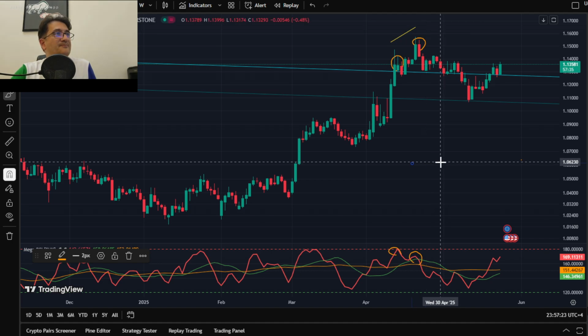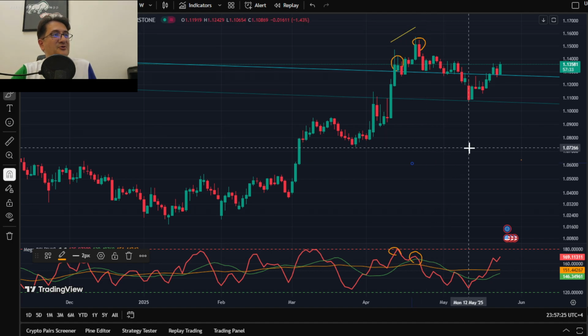Okay, I'm going to leave you with your homework. So go to the charts and find, spot and draw as many divergences as you can, and look at the impact of those divergences on the chart.